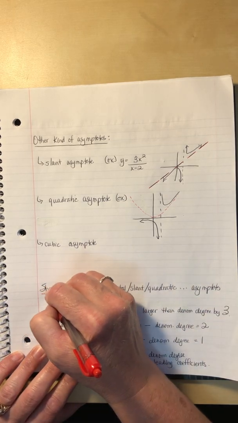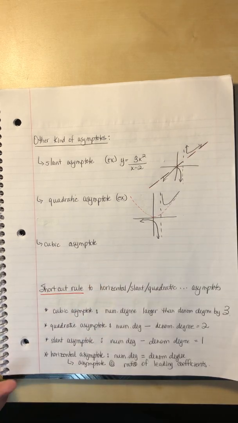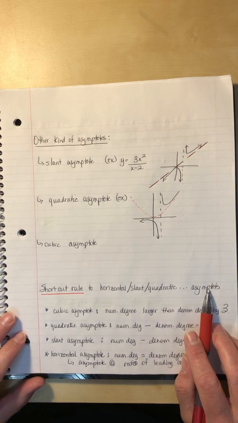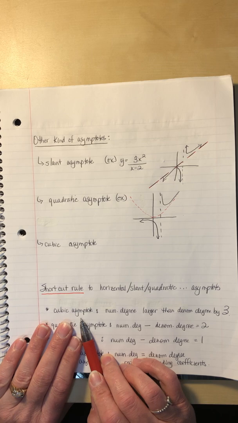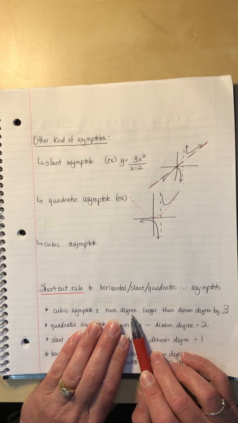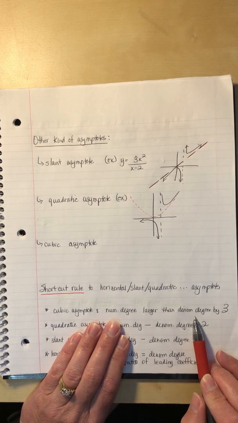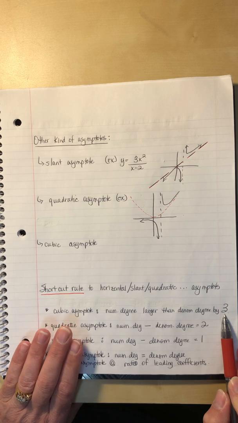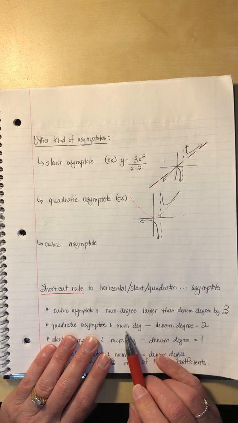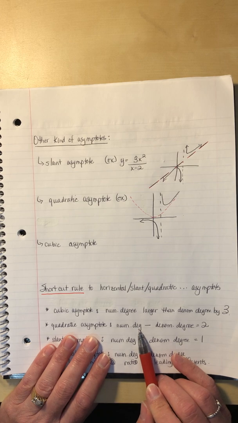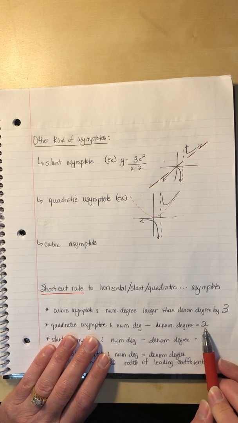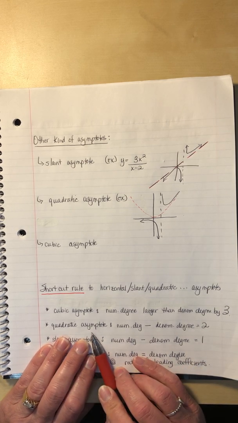But there is a bit of a shortcut rule so that we can have an idea of whether we've got a horizontal asymptote, if there might be slant or quadratic or cubic asymptotes in there. We're not required again about a cubic asymptote, but what you're going to notice in a function, if you notice that the numerator degree is larger than the denominator degree by 3, that's what gives us a clue that we have a cubic asymptote. So difference of 3, cubic. For a quadratic asymptote, if we take the larger numerator degree minus the denominator degree, and we have a difference of 2, we're going to have a quadratic asymptote.